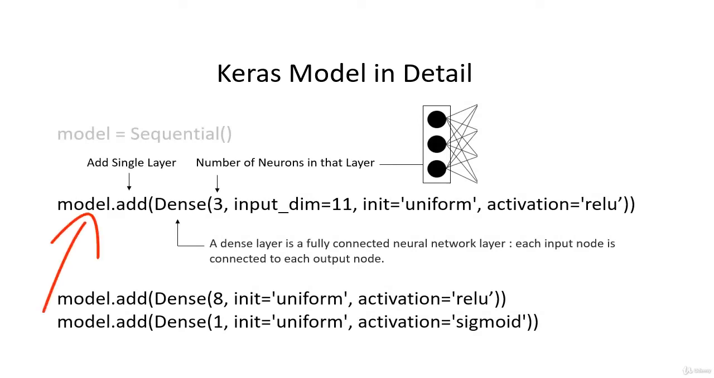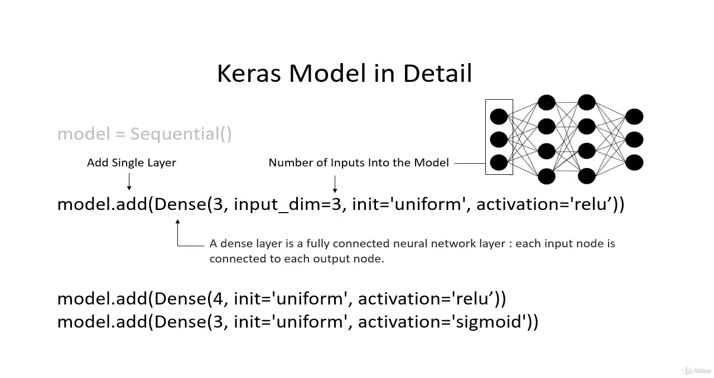The word model is the container, and the word add signals the addition of a single layer in your neural network. The next word is dense. This represents a fully connected layer. Next up is a number, and it represents the neurons in each layer. The example on screen in this line of code has 3 neurons. Next up is input dim. This stands for input dimensions. This is the number of data points or input values you pass to your model.